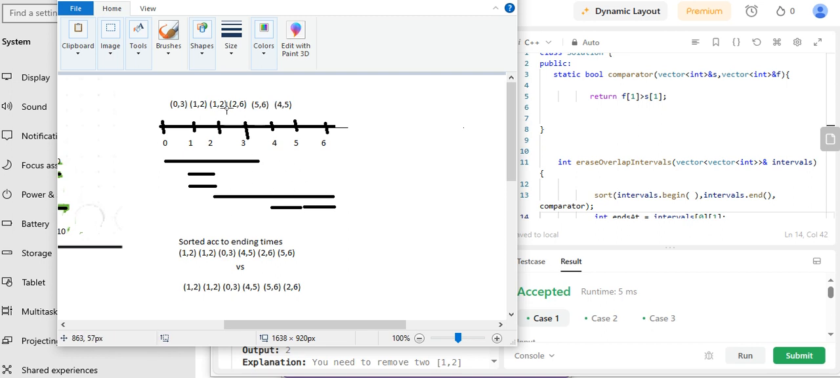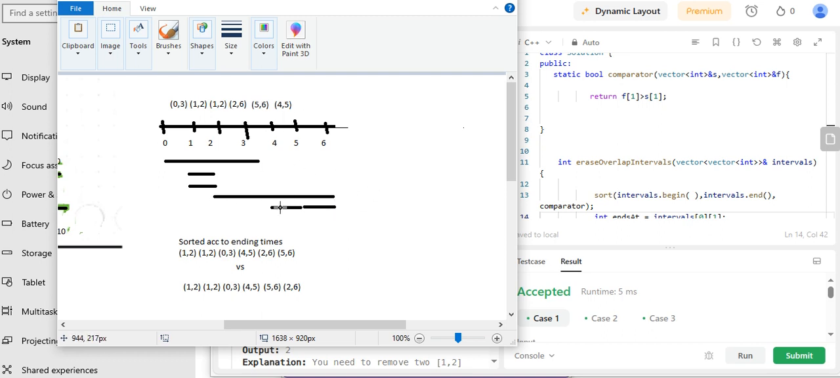We have one big interval, which is from 2 to 6, and we have two smaller intervals, 5 to 6 and 4 to 5. These two are non-overlapping, but because of this bigger envelope 2 to 6, we could remove the 2 to 6, and then we would have two non-overlapping sequences. They would be okay. So that's one option, to remove 2 to 6.